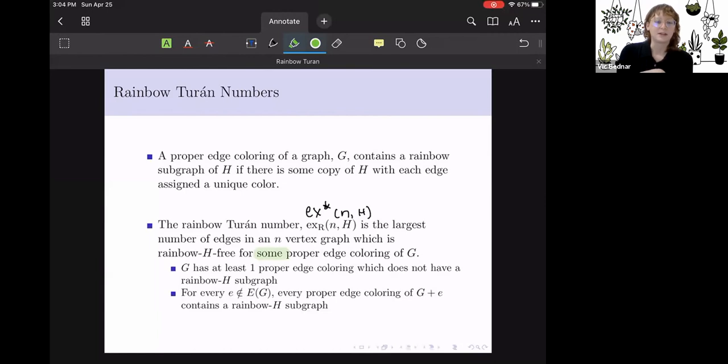And it's worth noting that these proper edge colorings of your new graph G plus e are not necessarily related to the proper edge colorings of G without e added. You're considering G plus e as a completely new graph, and you might be able to create proper edge colorings out of what you had for G. But again, you have to consider all of the possible proper edge colorings, which means that just extending what you get from G isn't good enough.